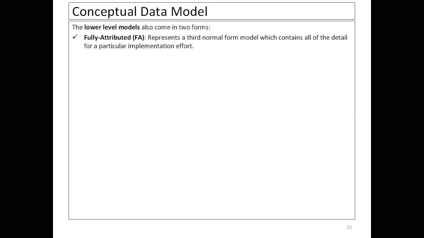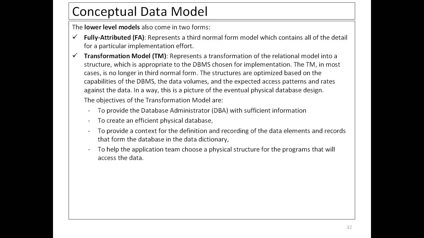The lower level models would consist of a fully attributed model, which represents a third normal form model which contains all the details for a particular implementation effort. It contains all the key values, key columns, attributes, the non-key attributes, the relationships, cardinality, modality, everything defined and in place. A transformation model again is a database specific model, and it has even the data volumes, the volumetric information, also gathered for it so as to do proactive tuning and create indexes during the design phase of a data model.